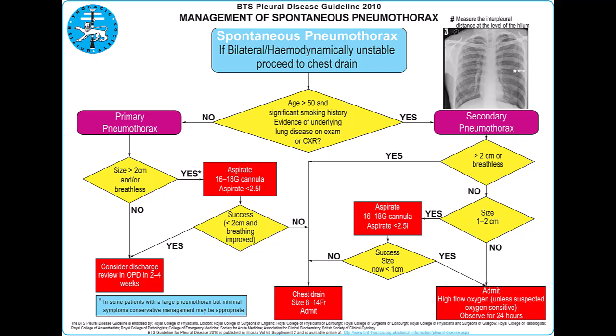If intubated, we need to evaluate the tube position on the patient. Sometimes when we intubate the patient, we put the tube down too far and go below the carina, and we actually end up collapsing the lung.